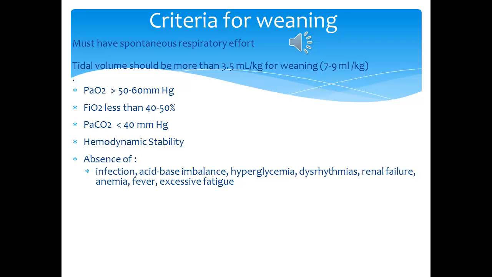Let's think about criteria for weaning. The patient must have spontaneous respiratory effort. The tidal volume should be more than 3.5 mLs per kilogram for weaning. The PaO2 should be greater than 50 to 60 millimeters of mercury. The FiO2 should be less than 40 to 50%. PaCO2 should be less than 40. The patient should be hemodynamically stable. There should be absence of infection, acid-base imbalance, hyperglycemia, dysrhythmias, acute renal failure, anemia, fever, excessive fatigue.